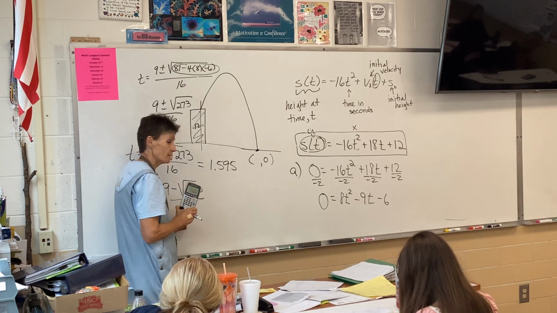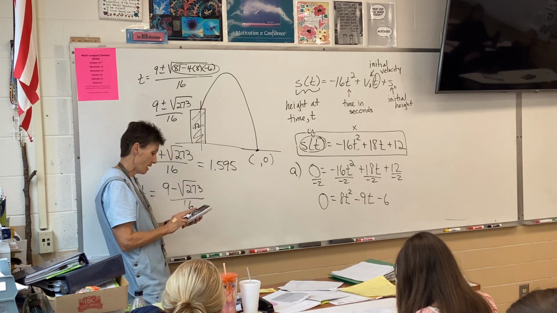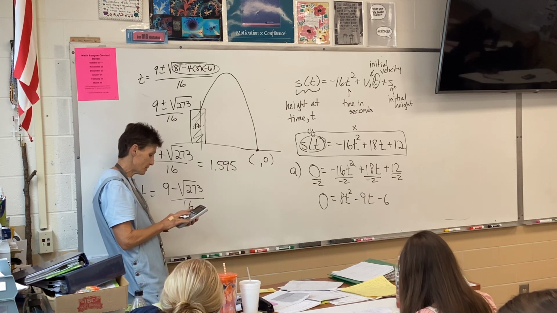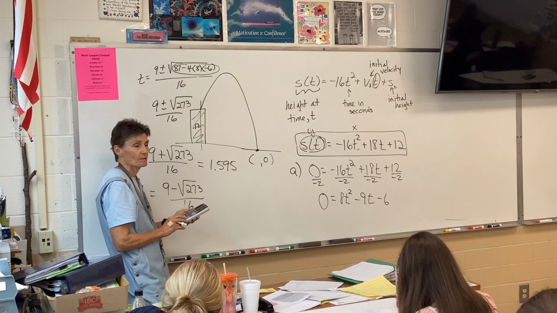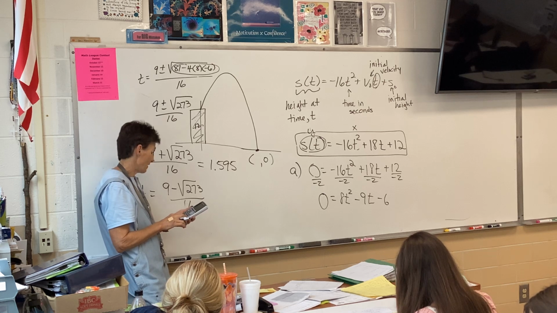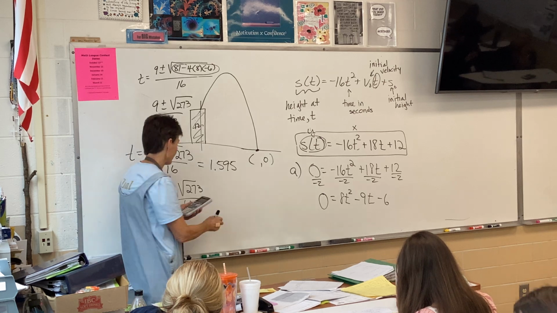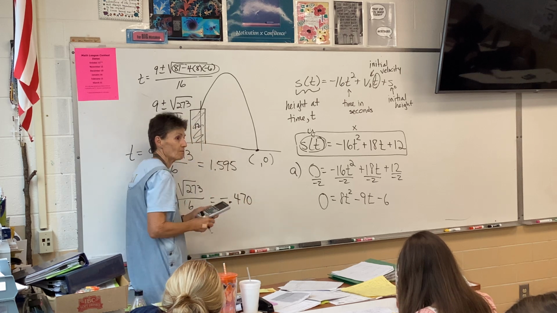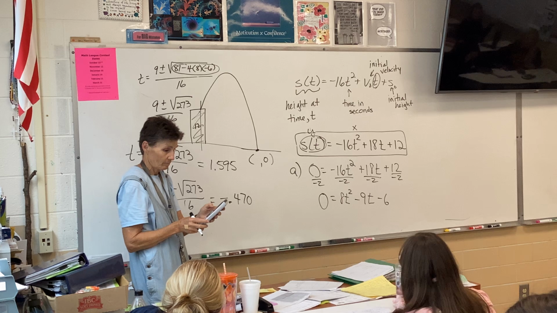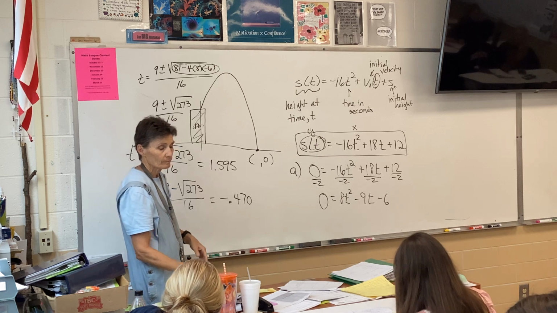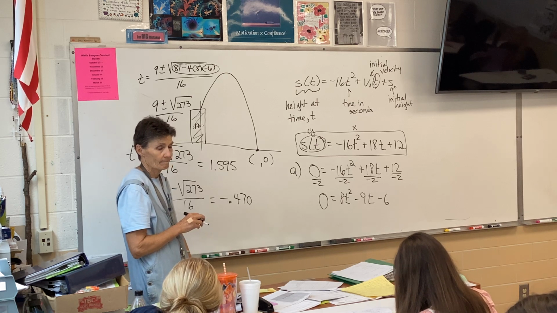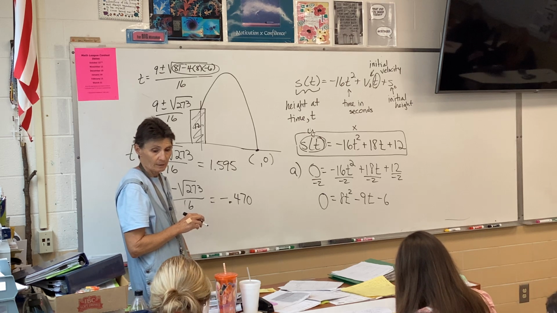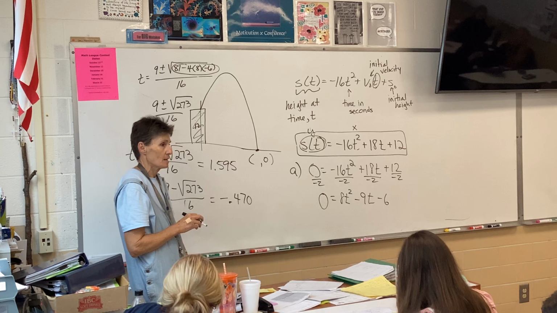Alright, let's type this one. This is going to be the same thing, only it's going to be 9 minus the square root of 273 equals divided by 16. Negative 0.470. Is that what you got for that one? Now, let's talk about this.